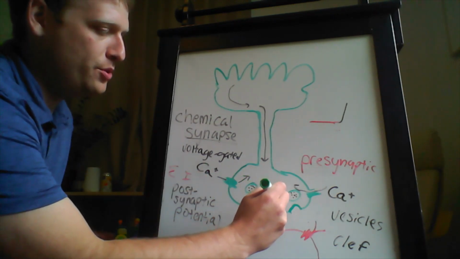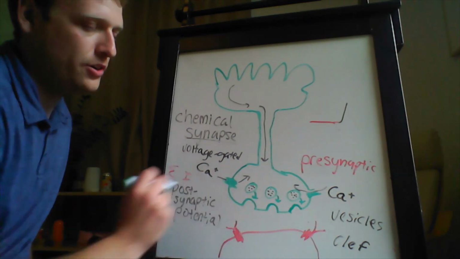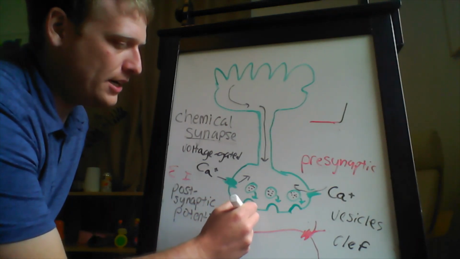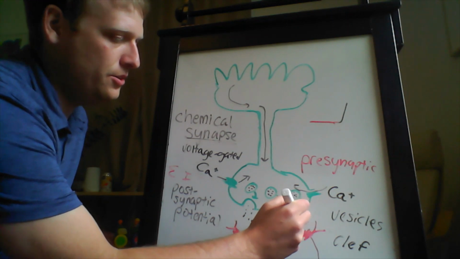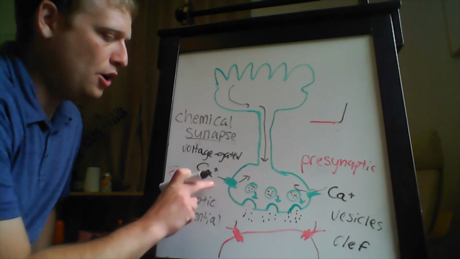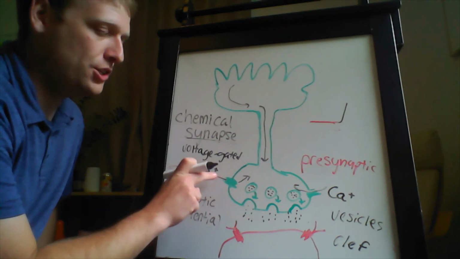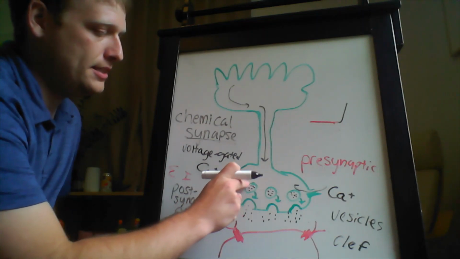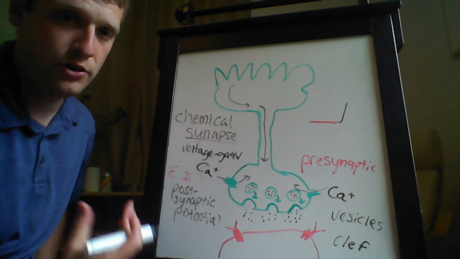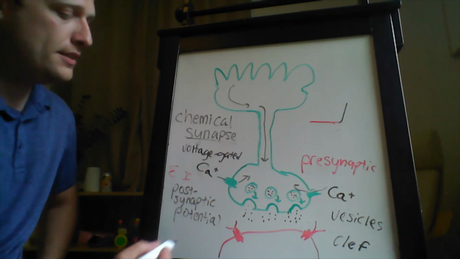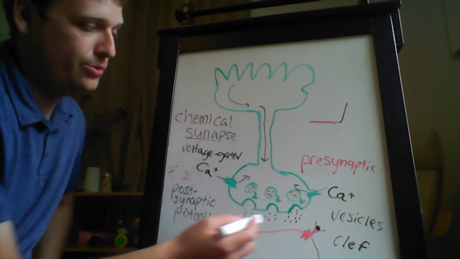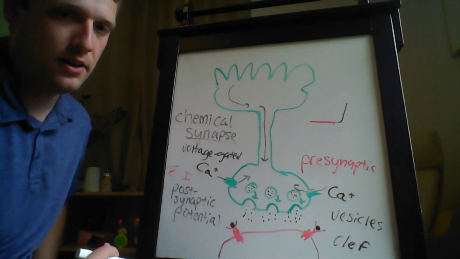So they're going to move to the plasma membrane of the neuron, and they're going to fuse with that plasma membrane and release their contents into the synaptic cleft. So again: action potential, opening of voltage-gated calcium channels, and synaptic vesicles fusing with the plasma membrane, releasing their stored neurotransmitters. And these neurotransmitters are going to act as ligands. They're going to bind to receptors on the postsynaptic cell.